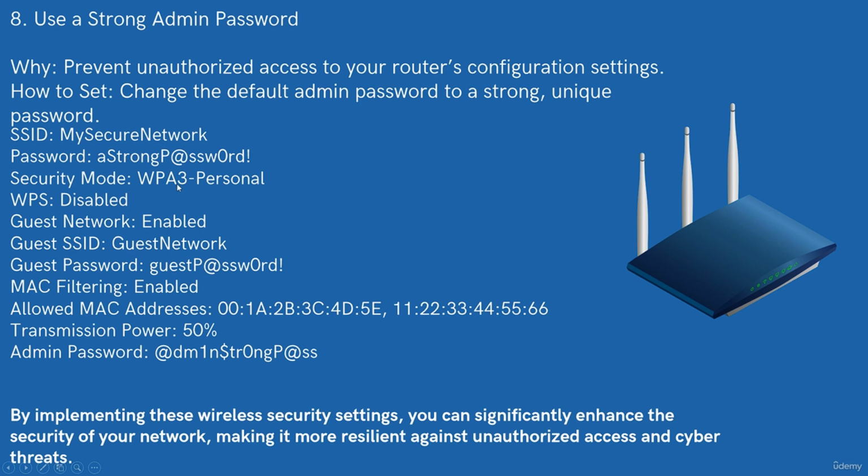So the SSID is secure my network. This is just an example. The password is a strong password with two uppercase words with a special character, a zero, and an exclamation mark. And security mode is set to WPA3 personal. WPS is disabled. Guest network is enabled. SSID for guest network is guest network. Guest password is guest password. And MAC filtering is enabled. Allowed MAC addresses: there are 2 MAC addresses, for example. The transmission power is 50%. And admin password is filled with special characters, so it is changed.